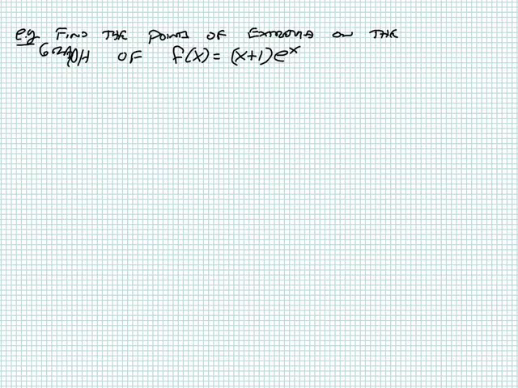Okay, next. Let's look at an example of finding points of extrema. What we want to do here is find the point or points of extrema on the graph of f of x is equal to quantity x plus 1 times e to the x. A couple notes here. Remember that points means both the x and y coordinates. And the other thing is remember that e to the x cannot be equal to 0. And that will come into play momentarily.